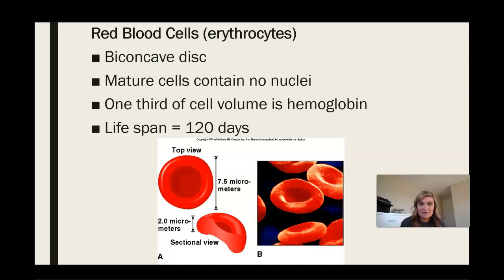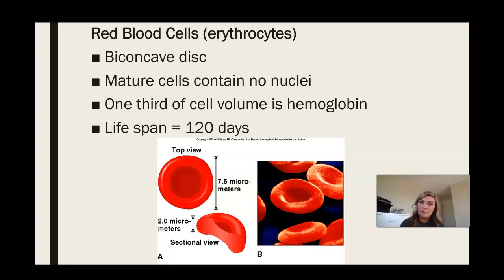Mature red blood cells do not contain a nucleus. Remember, they eject their nucleus as a reticulocyte, so they will not have a nucleus. If they don't have a nucleus, that means they also don't have DNA. So if they were to take blood samples at a crime scene to use someone's DNA to figure out who did it, it's not going to be coming from the red blood cells. It will be coming from the DNA that's found in the nucleus of the white blood cells that's in that blood. Okay. One third of the cell volume with these cells is going to be a protein called hemoglobin.